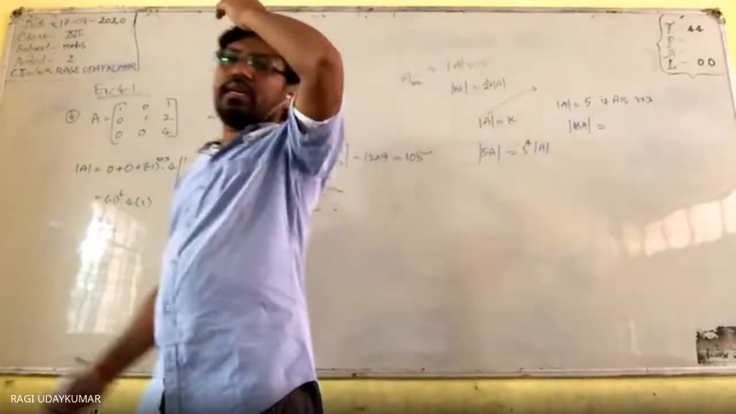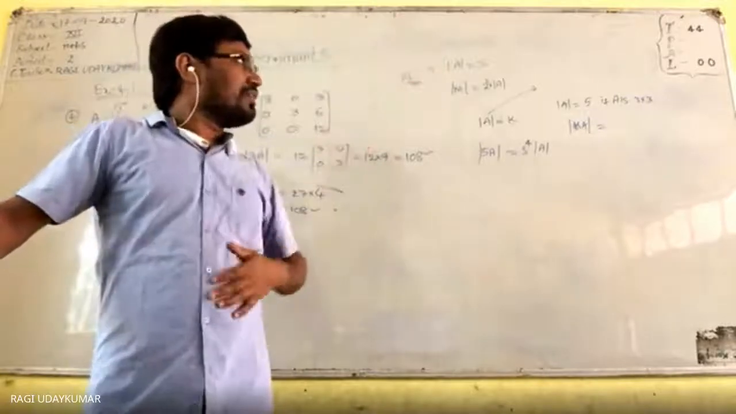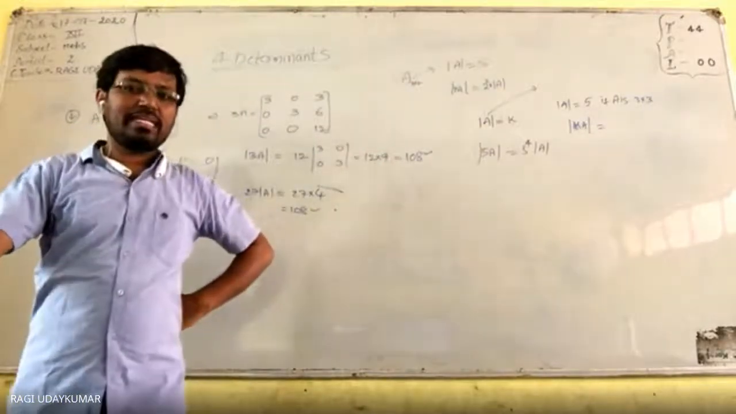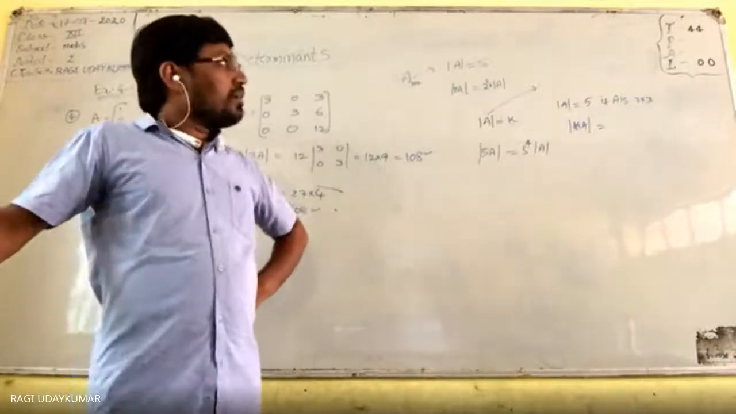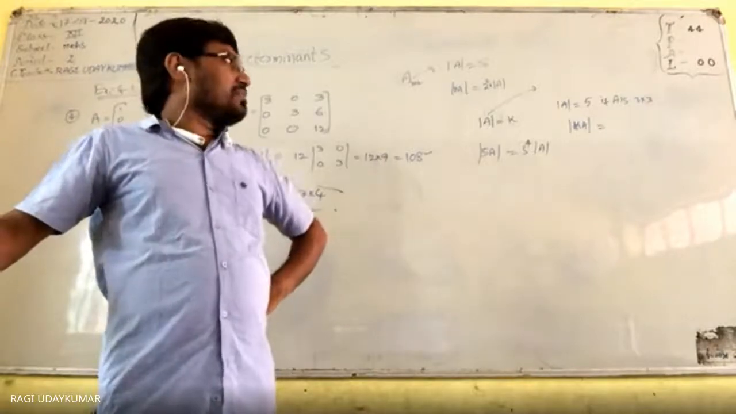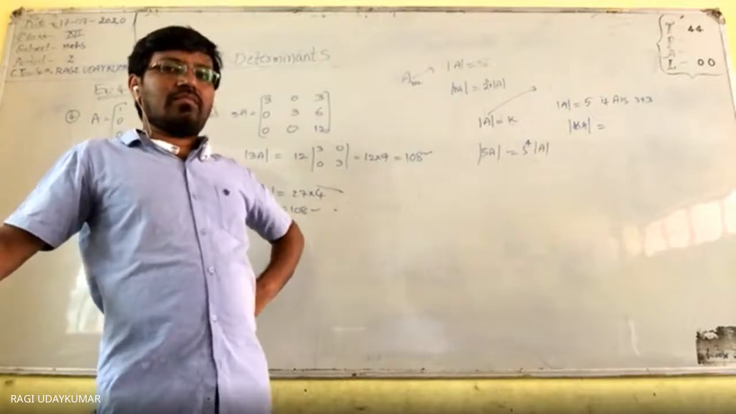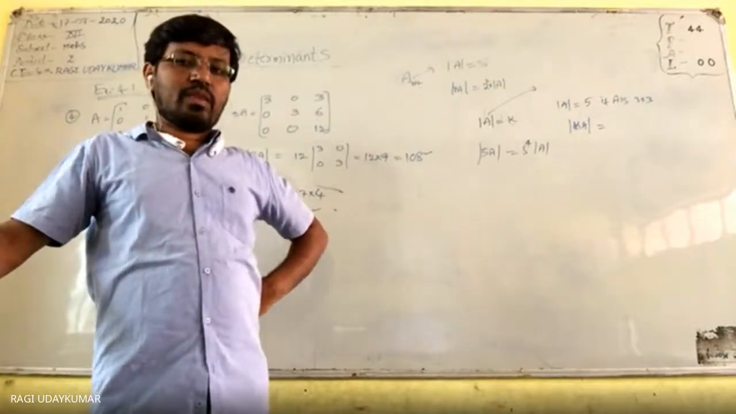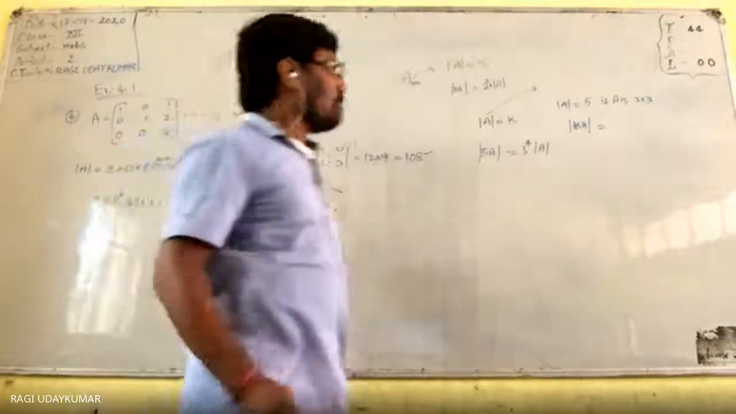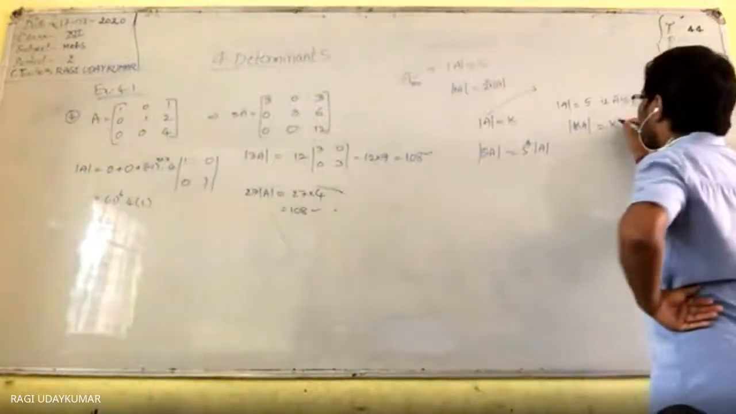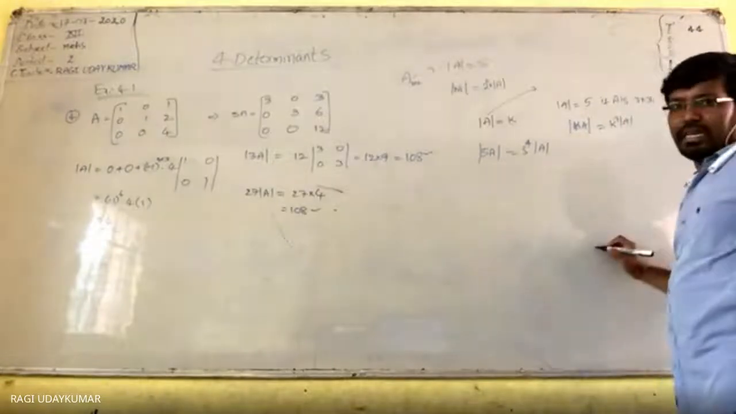Can anyone tell that question? The determinant of the matrix A is 5, and A is a 3 by 3 matrix. The determinant of kA? 5k cube. Very good.